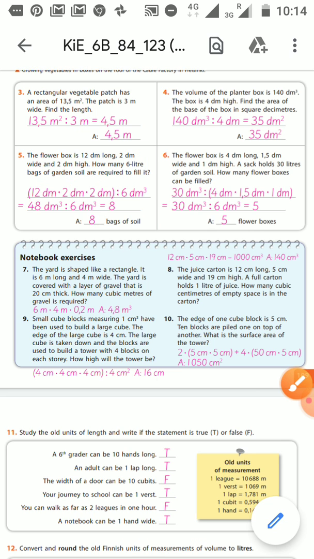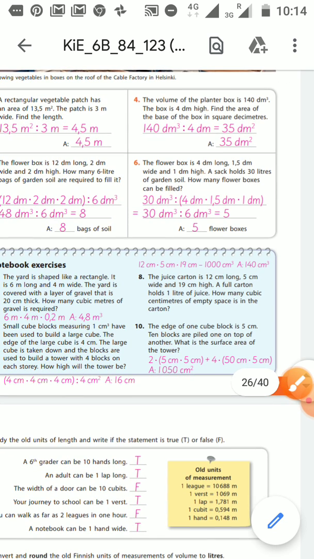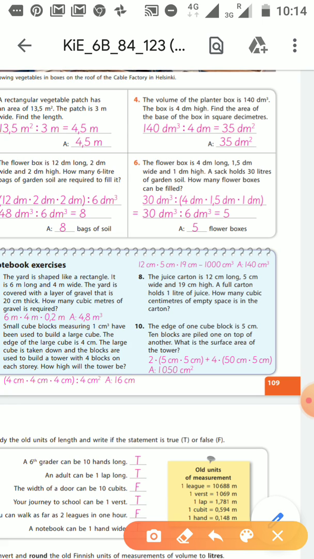This one, our flower boxes again, you're given 3 measurements. You've got here 4 times 1.5 times 1. What does that equal? That equals 6. So how many of those 6s go into 30? The answer is 5.